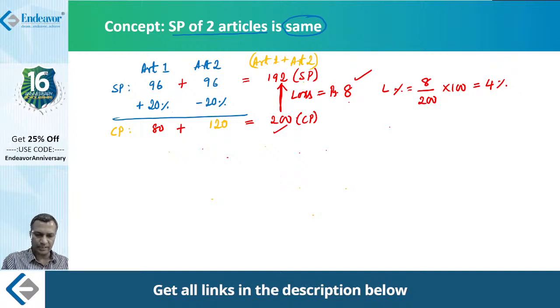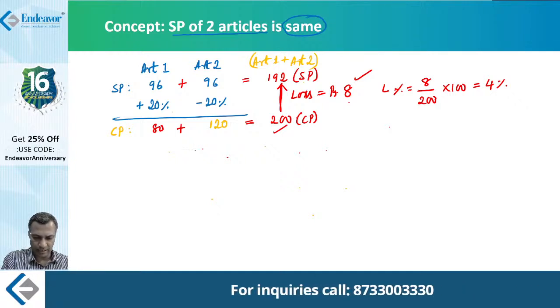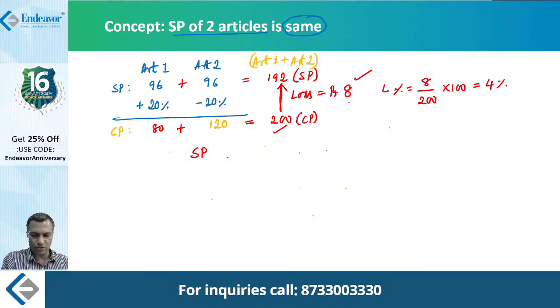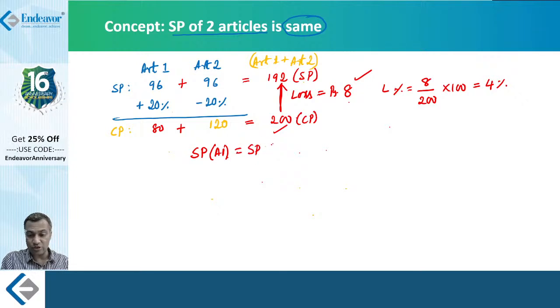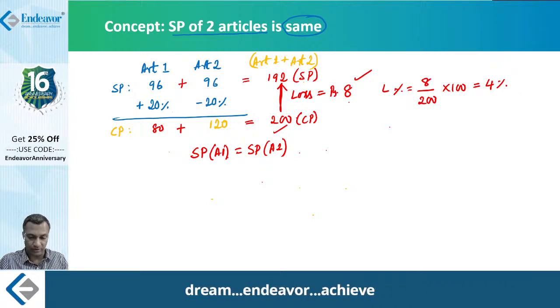So listen to this. Therefore, can I summarize? This is one of the very popular concepts. Whenever the selling price of two articles is the same, listen to me, if the selling price of article 1, A1 I am writing, is also equal to the selling price of A2, and I don't know that value, I don't have to know either.